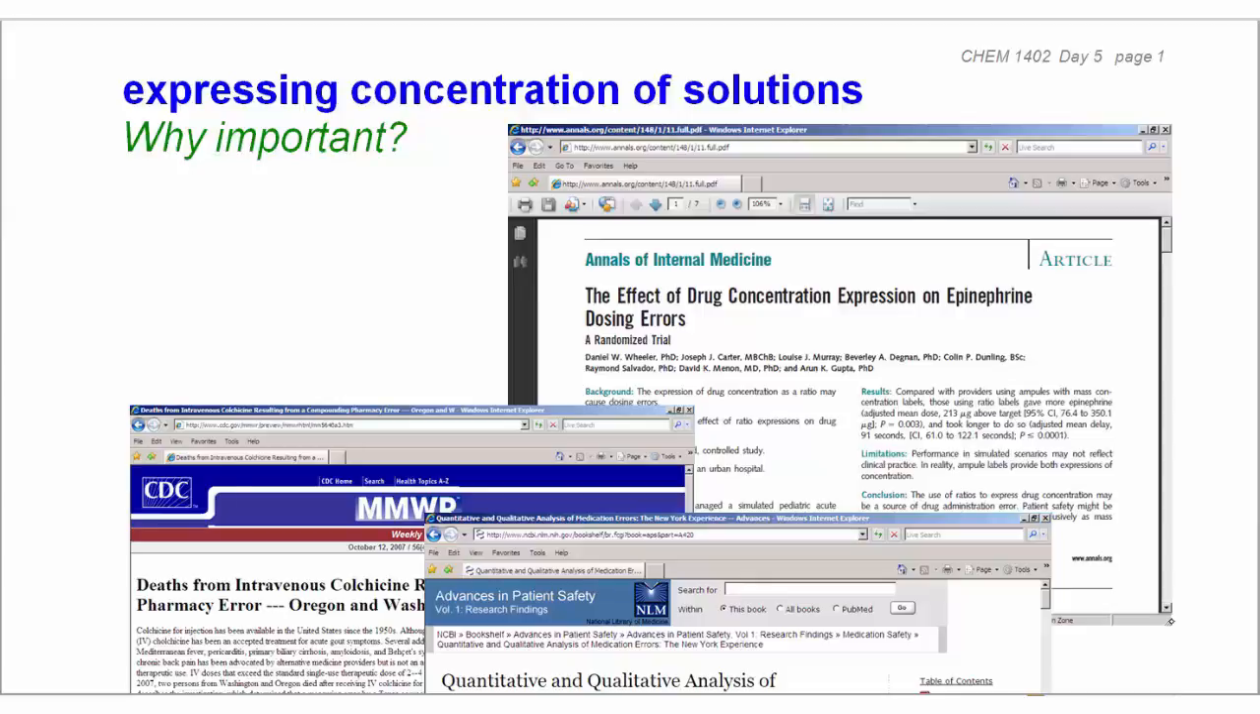Expressing the concentration of solutions. Now recall what a solution is. If we mix two chemicals together and the resulting mixture looks the same throughout, in other words, it's homogeneous, it's called a solution. And there are going to be some different ways to express the concentration of a solution.